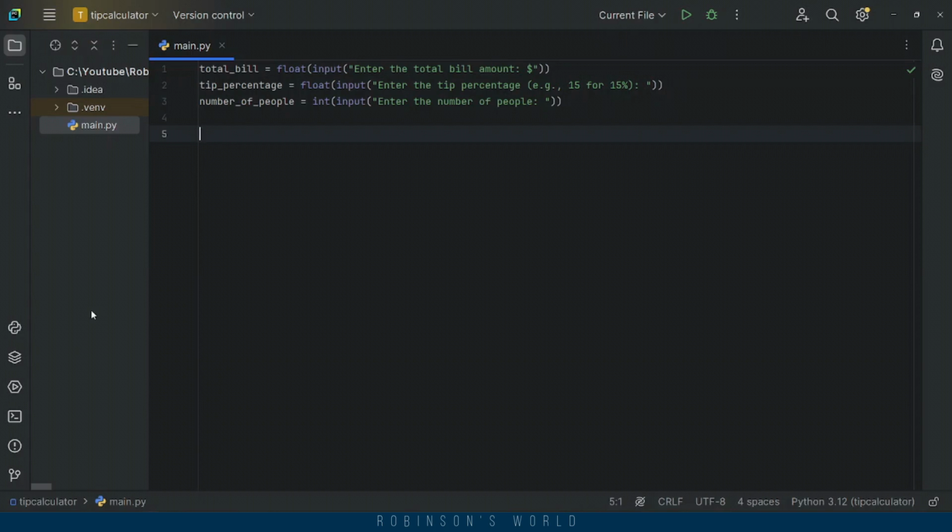Now that we have the user input, let's calculate the tip amount and total amount including the tip. We will also calculate how much each person should pay if they are splitting the bill.